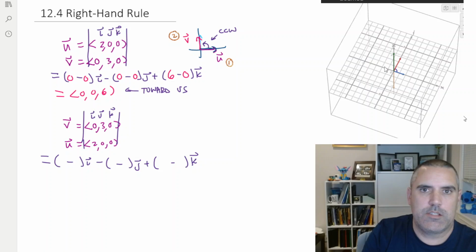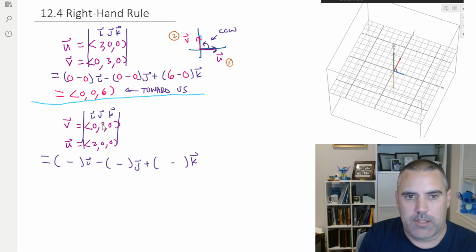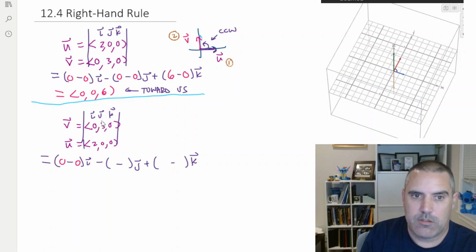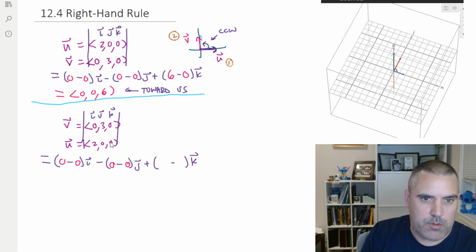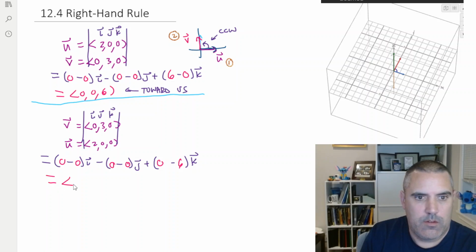Okay, now let's do the other. So we'll put a little line here separating these two. We'll do the cross product yet again. Main diagonal is 3 times 0. You'll notice it's the same numbers, but in flipped order across this. So it's cover up the second column. Main diagonal is 0. Off diagonal is 0. Cover up the third column. You get 0, and then you get 6. You get 0, 0, negative 6. So this one's away from us.